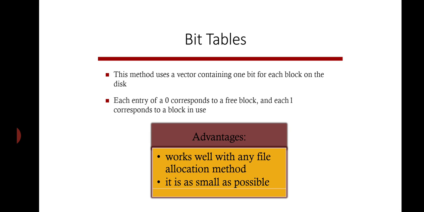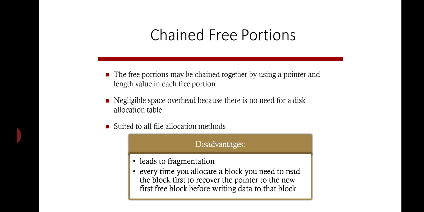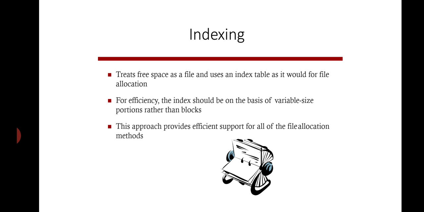Bit table. This method uses a vector containing one bit for each block on the disk. An entry of 0 corresponds to a free block and 1 corresponds to a block in use. It works well with any file allocation method. It is easy and small, which is the advantage. Chained free portions: using the fragmentation technique, we can reutilize the space for internal fragmentation and external fragmentation. The free portions will be chained together, and we can reutilize them.